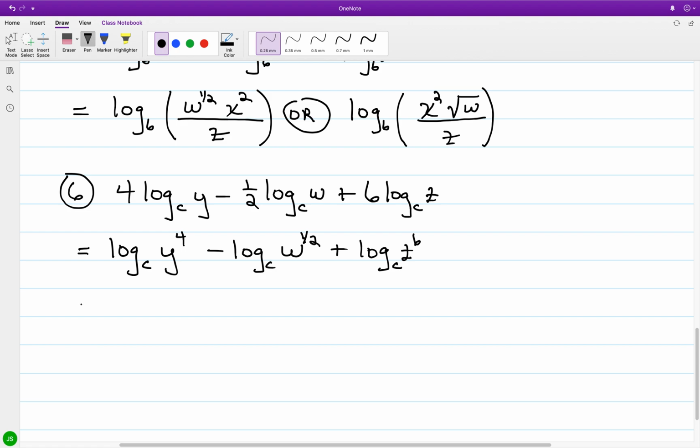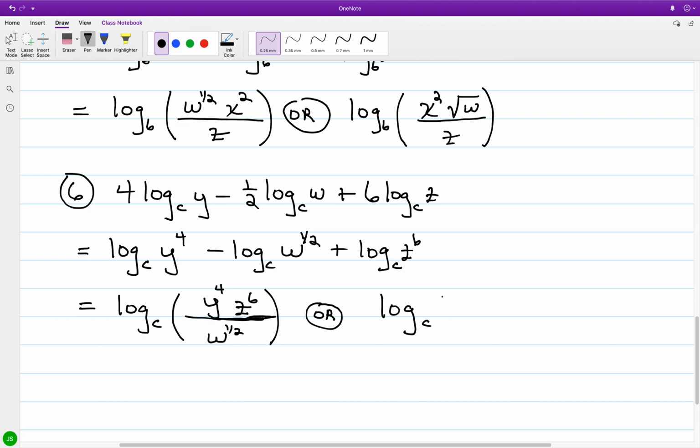And putting together what we have here, we had the base c logarithm. First term is positive, so the attachment is going to go to the top. Next item is negative, so w to the 1/2 goes on the bottom. Last term is positive, so we have z to the 6th at the top. And once again, with w to the 1/2, you can also express the result as the base c logarithm of y to the 4th, z to the 6th, all over the square root of w.